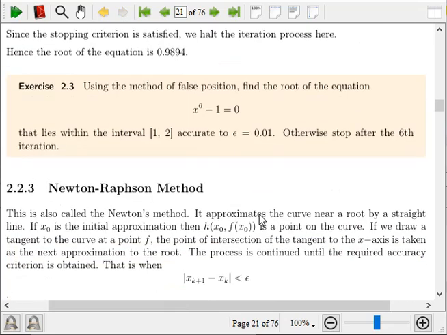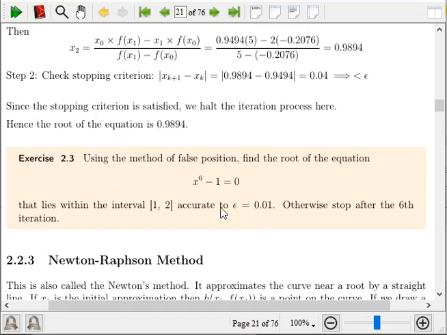You may have to try your hands on this particular problem. You want to solve that using the method of false position. So that is all for this section.